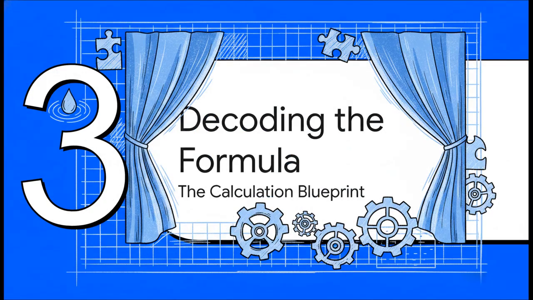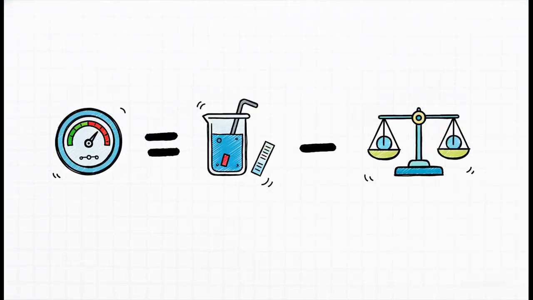So how do we actually get to that number? Let's look under the hood at the blueprint for this calculation. And don't worry, it might look a little intimidating at first, but we are going to break it down piece by piece. The main formula is actually really simple. The LSI is just the actual pH of your water, the one you measure, minus a calculated value we call the pH of saturation, or pHs. And all the pHs is, is the pH your water would have if it were perfectly balanced.